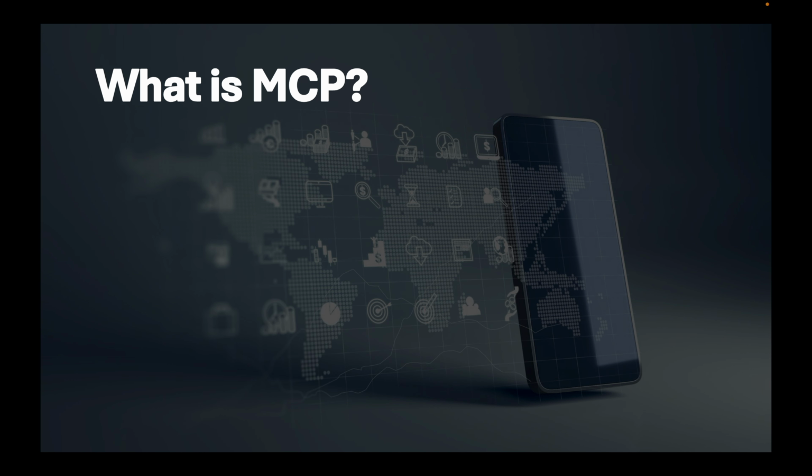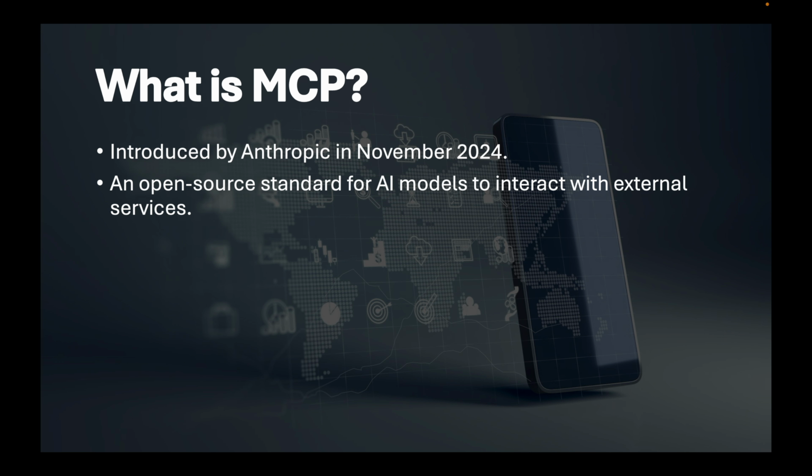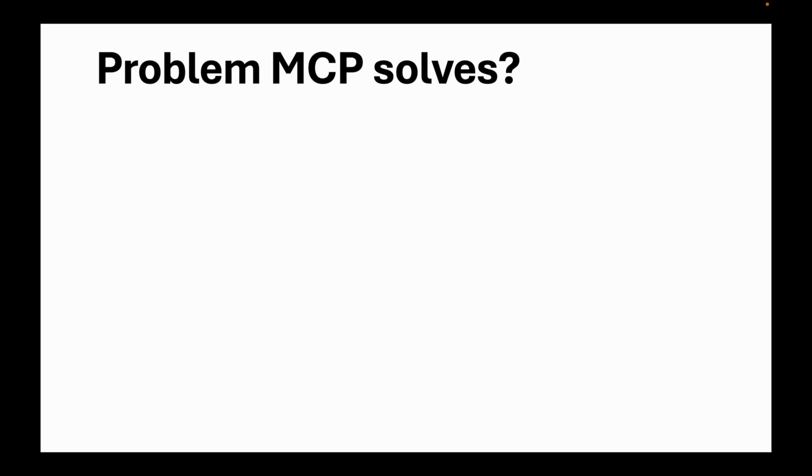What is MCP? MCP was introduced by Anthropic in November 2024. Model Context Protocol or MCP is an open source standard for AI models such as chatbots, agents or IDE assistants to interact with external services such as data sources, tools and applications. Hence, in simple terms, we can say MCP acts as a universal connector which allows AI models to connect with the outside world.